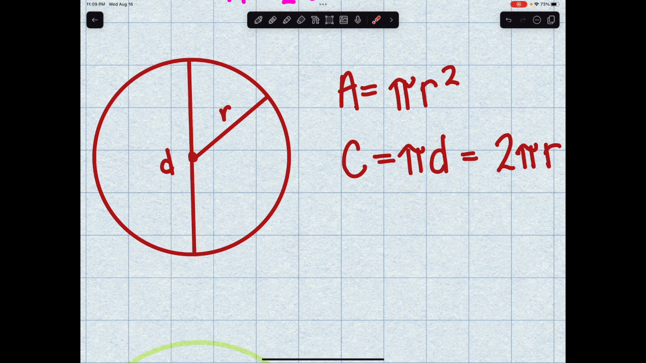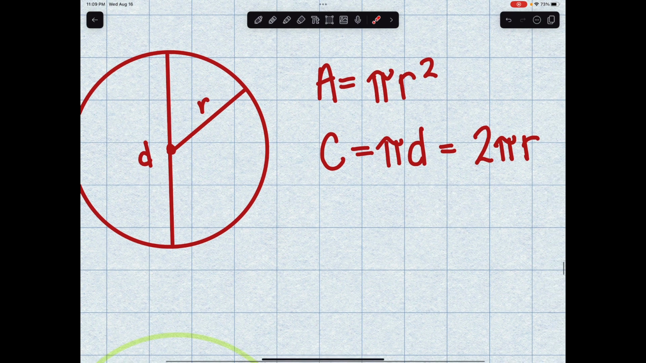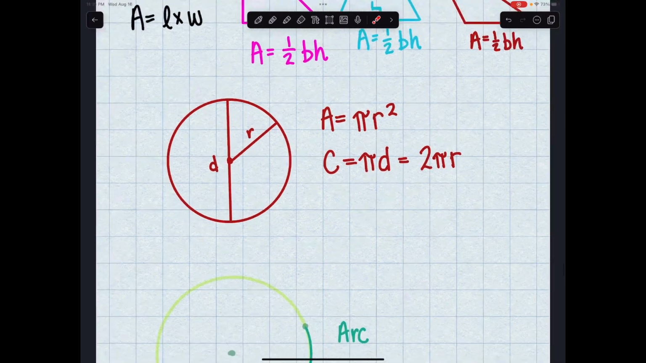That's kind of cool. You could measure the length of string you would need to go around a circle just by knowing the diameter and multiplying it by pi. Or you could know the radius and multiply that by 2. That gives you the diameter, as you know, and then multiply that by pi. So this is the same formula. And memorize those. You got to know them. You got to know them, Maddie.